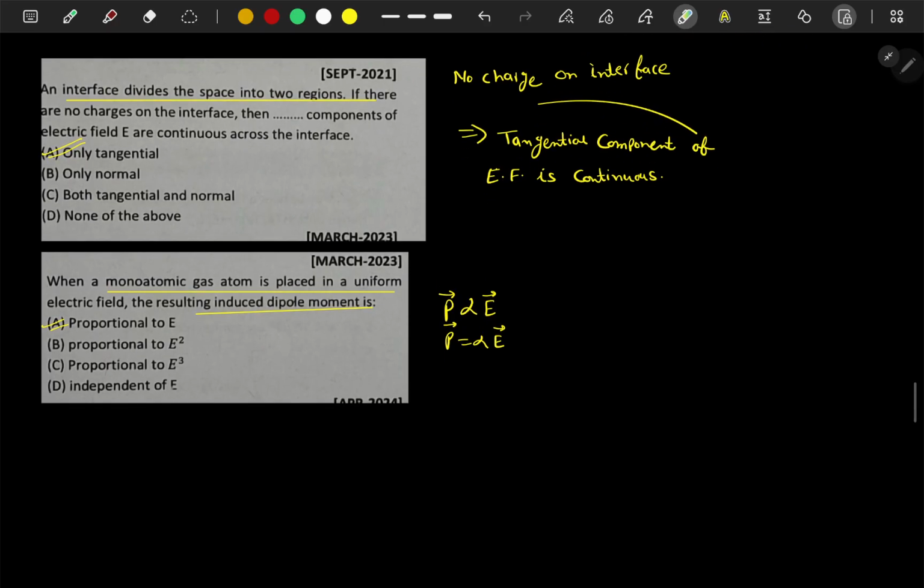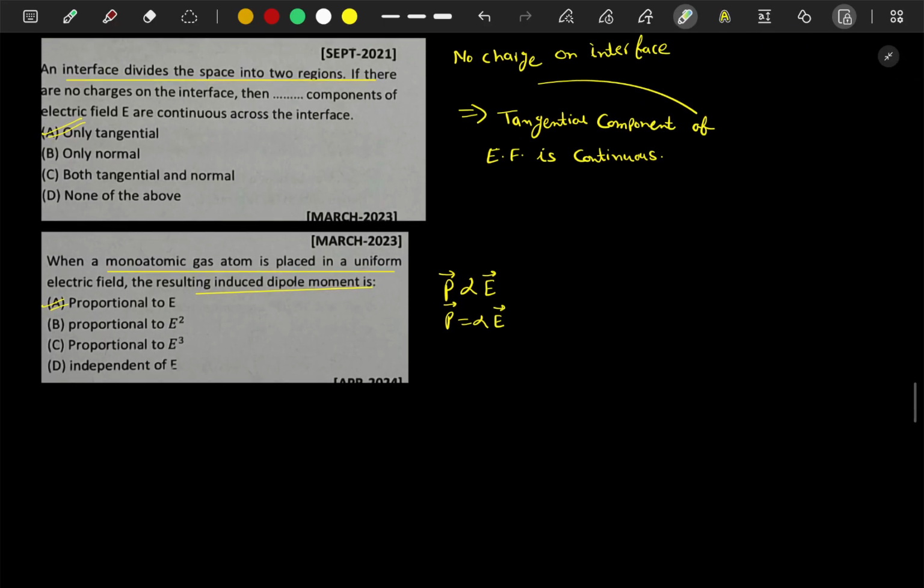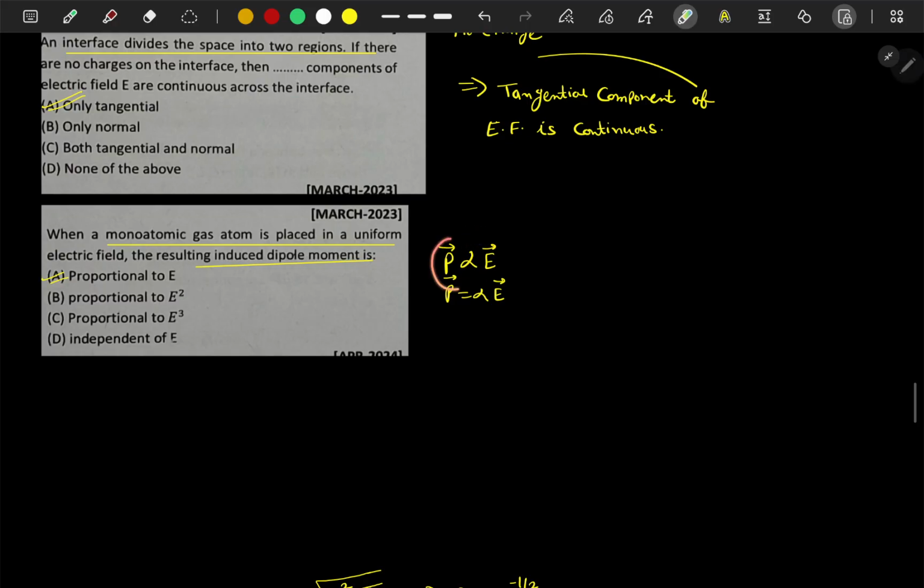When a monatomic gas atom is placed in a uniform electric field, the resulting induced dipole moment is, we know P is directly proportional to E, and P equal to alpha epsilon naught E.